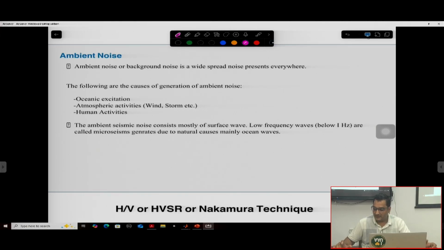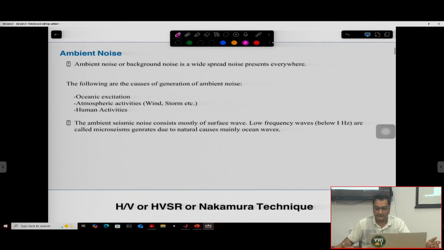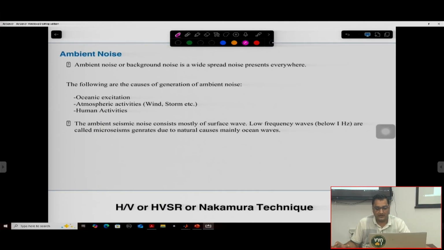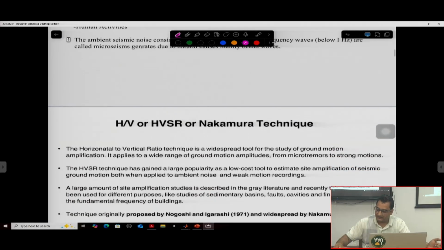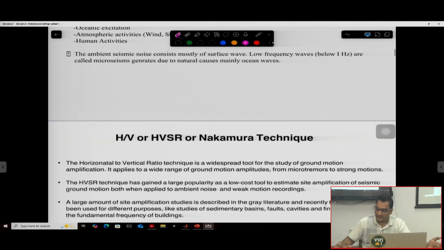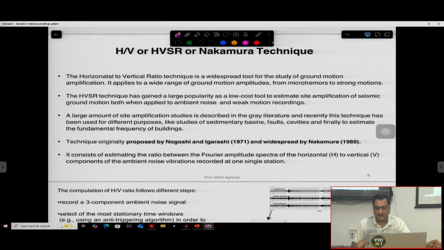Ambient noise is generally considered as the background noise, widespread noise present everywhere, which may be excited because of oceanic excitations, atmospheric activities, and human activities, and it mostly consists of surface waves. Low frequencies are called microseisms, that may be generated due to the oceanic waves. Thereafter we discussed the HVSR technique, also known as the Nakamura technique, and we had a tutorial yesterday about this technique where we learnt how to compute the HVSR curve using Geopsy.